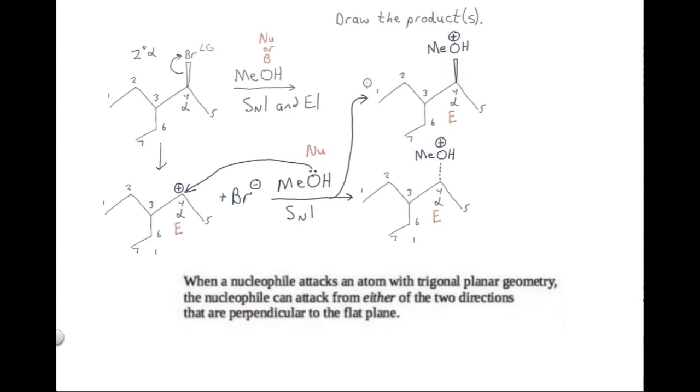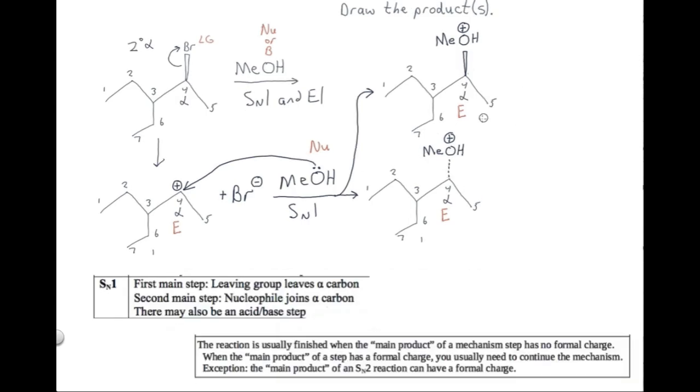Notice that the mechanism branches into two paths here. Let's erase these labels now, because these applied to the previous step. Now, is this mechanism finished, or do we need another step?